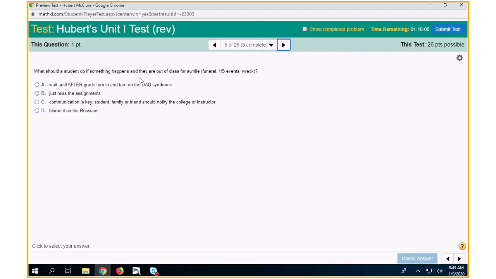What should a student do if something happens and they are out of class for a while? Funeral, high school events. This came from a student that had to go on a cruise. So she missed the test. You know, you got 7 days. She was only on the cruise for like 4 or 5 days. She missed the test. She got a 0. Then her and helicopter mom called me 2 weeks after grade turn-in and acted like they had no idea. Once I was on speakerphone with her and her helicopter mom, and helicopter mom says, I just don't understand. She was gone for a week. Yes, but she had 7 days to take the test.